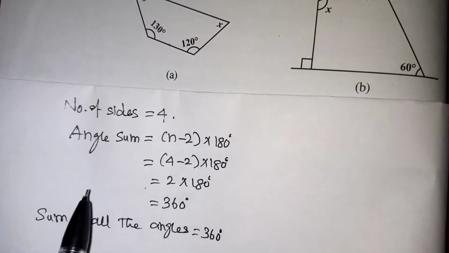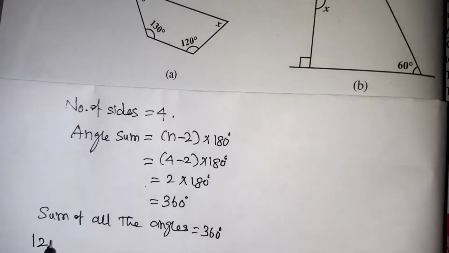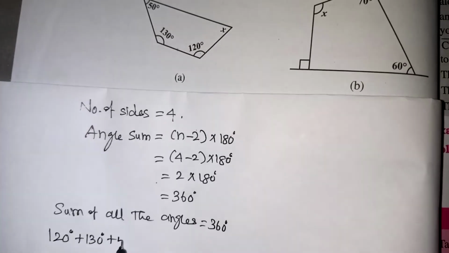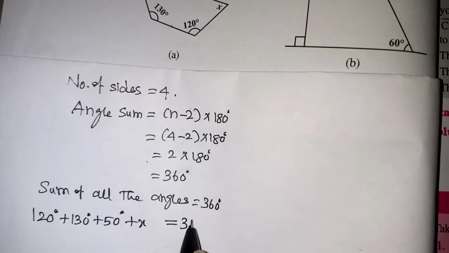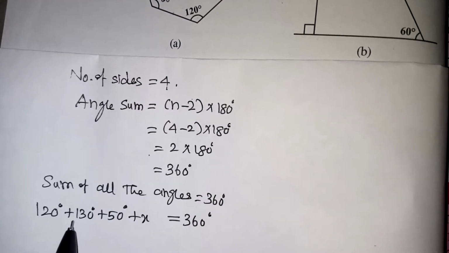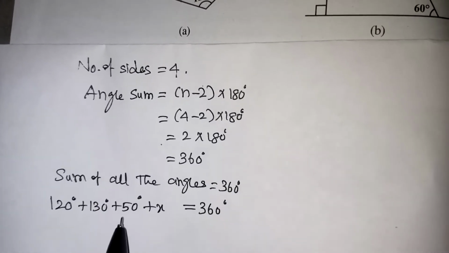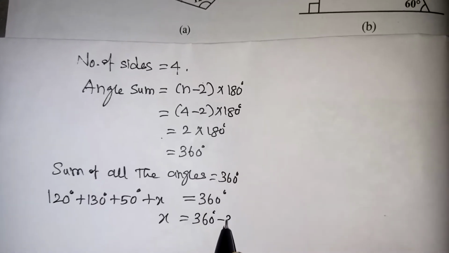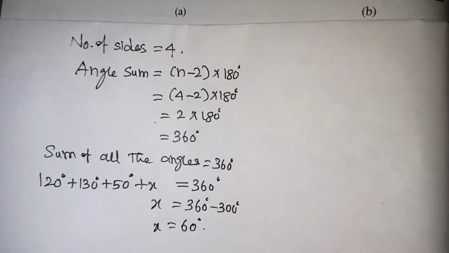We are going to add all the angles from the diagram: 120, 130, 50, and x, which is equal to 360 degree. Now we are going to add. 120 plus 130, 250, plus 50, 300. This is a plus 300. If you take it to the other side, it will become minus 300. So 360 minus 300 will give you 60 degree. So x is equal to 60 is the correct answer for the given diagram.